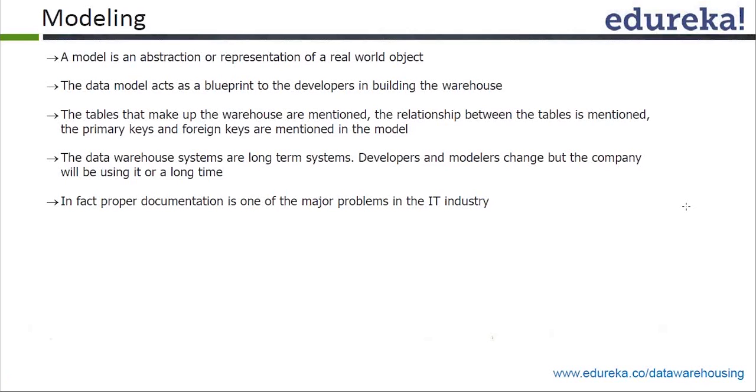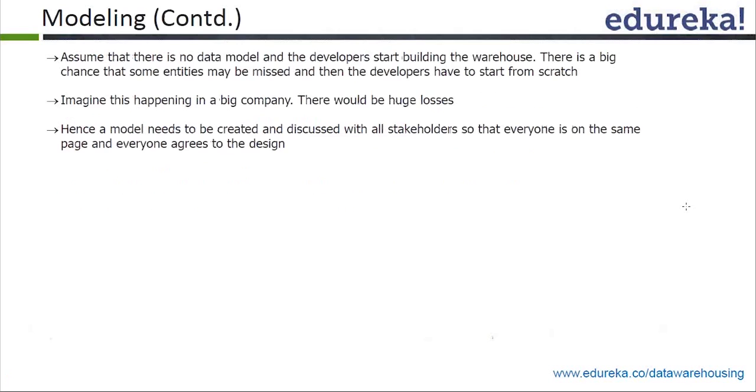So the data warehouse systems are long-term systems. As I said, to maintain the data warehouse, you should have a data model which a user can understand, and also your developers or maintainers can understand. So this particular model which you build should be clear enough for both the parties to understand. So that's why we do data modeling or put the model on paper.